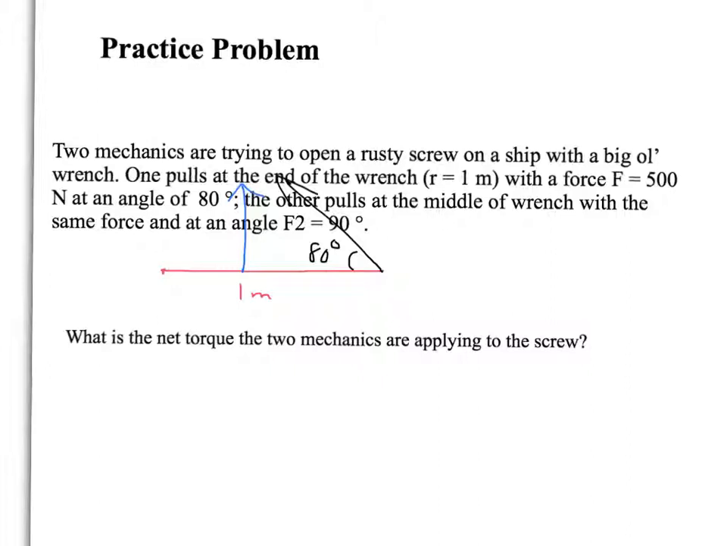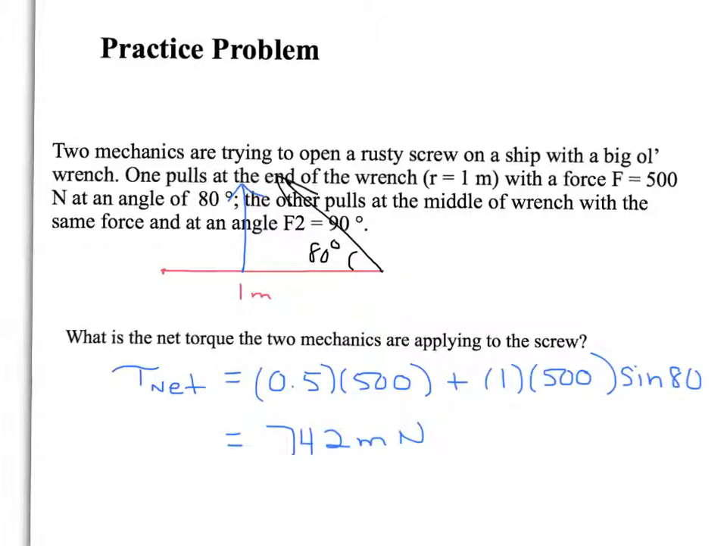So I would first start by drawing a picture of the problem. Here we have these two forces acting on the wrench. One is being applied at the end, but it's at 80 degrees. The other one's being applied halfway across the wrench, and it's being applied at 90 degrees. So when you add together the torque by the two forces, you get an answer of 742 meter newtons, or Newton meters, whichever you prefer.